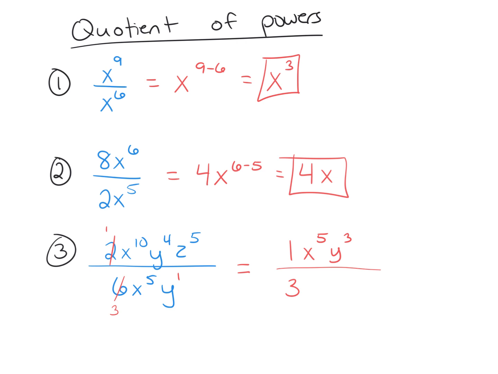What do I do with z to the 5th? I just leave it on the top. Okay, so that 3 looks a little funky over there. Okay, yep, 3 is all by itself.